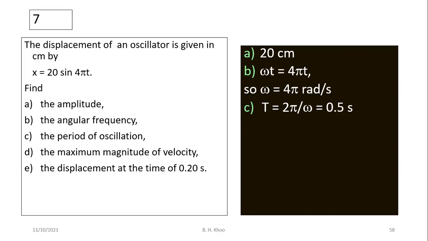dx/dt equals 80 cos 4 pi t. So what do you get? 80 cos 4 pi t lah. 80 what? 80 cos 4 pi t. 80 pi lah. Why you make life so difficult? 20 times 4 pi, so it's 80 pi. That's all. And then give the unit, or calculate out.